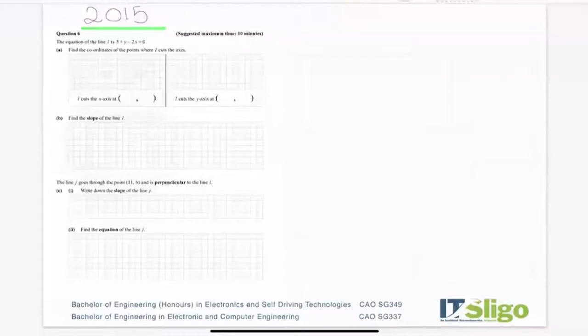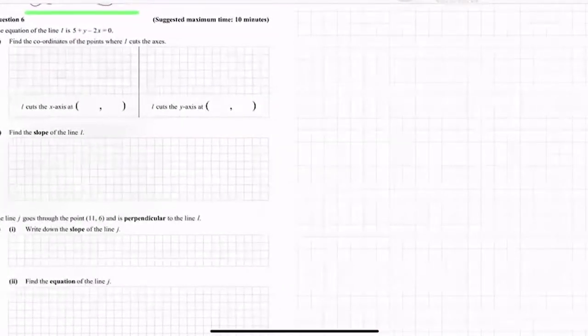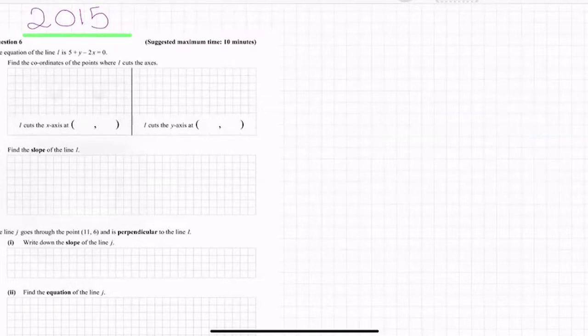Right, the 2015 question on coordinate geometry from the Junior Cert higher level paper. The equation of the line L is 5 plus y minus 2x is equal to 0. Find the coordinates of the points where L cuts the axis.